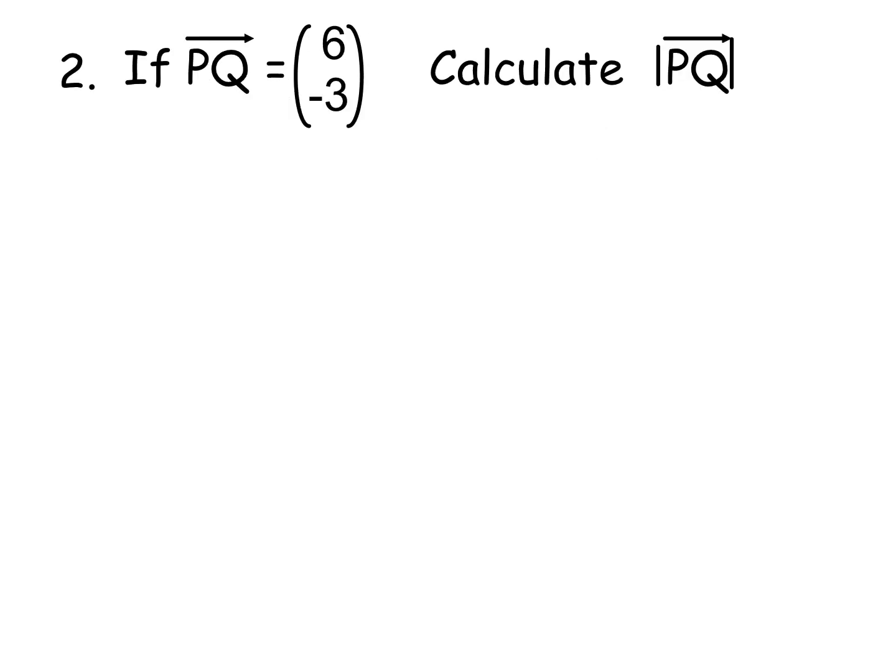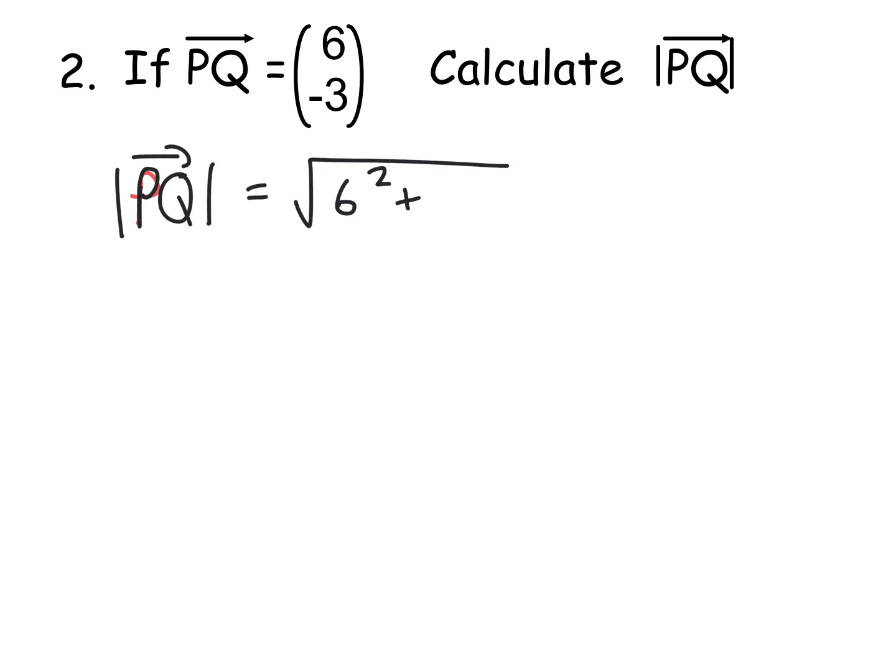Here is another one. We don't have a diagram this time. It's just simply in component form. So these are your values that go into the Pythagoras. So we write down our notation. We'd say magnitude of PQ. Remember, we need the notation, so two lines either side and the arrow above. So magnitude PQ equals the square root of our first number squared, 6 squared, plus negative 3 squared.